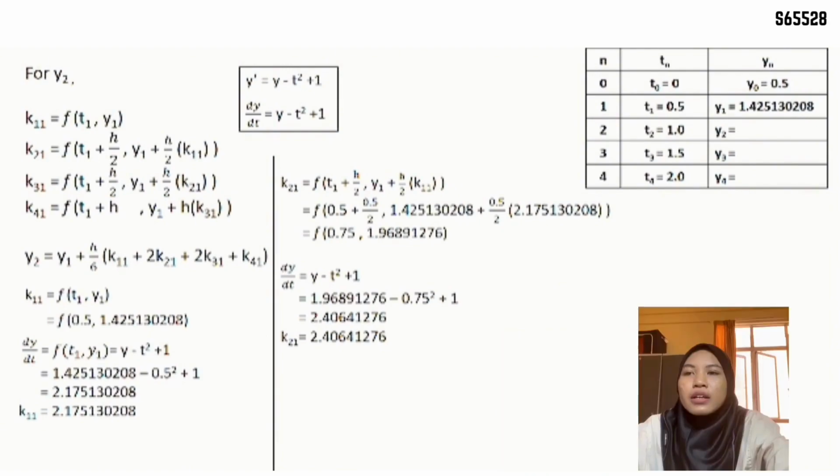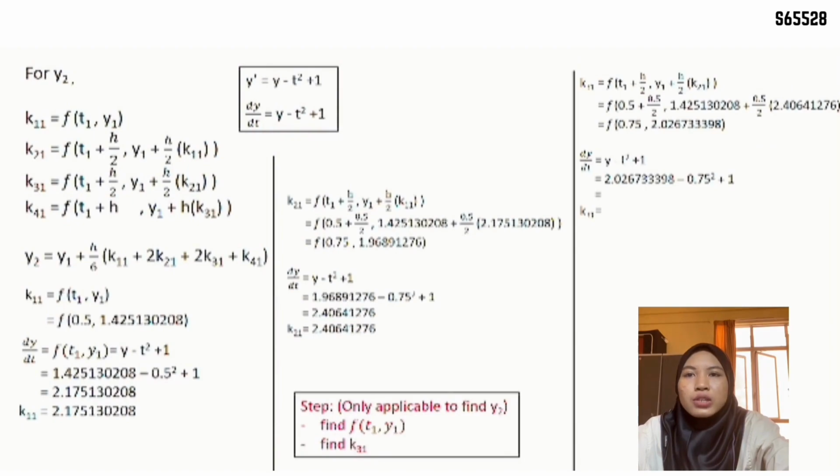Then we proceed to find k31, whose formula is f(t1 plus h over 2, y1 plus h over 2 times k21). So we substitute the values of t1, h, y1, and k21 in the equation, and we get the value of t, which is 0.75, and y, which is 2.26733, and so on.